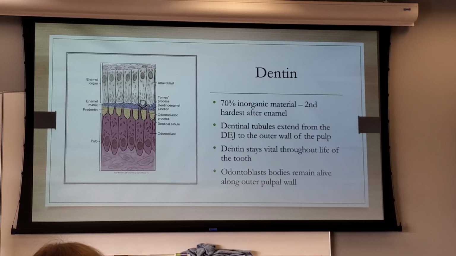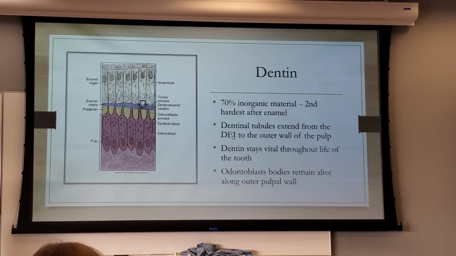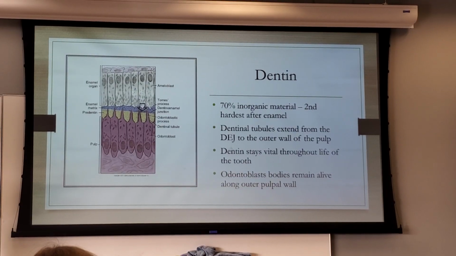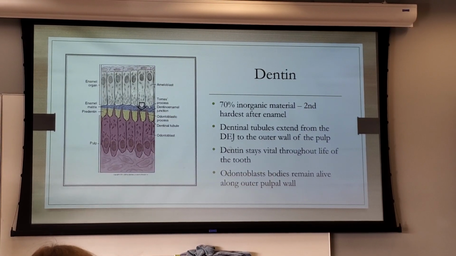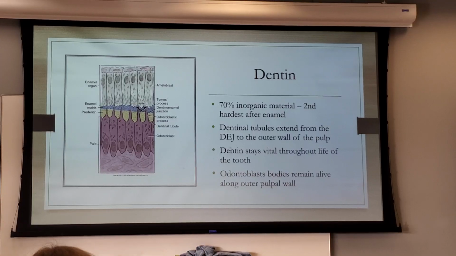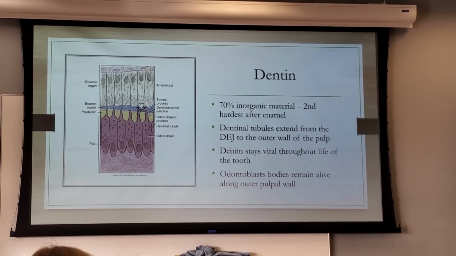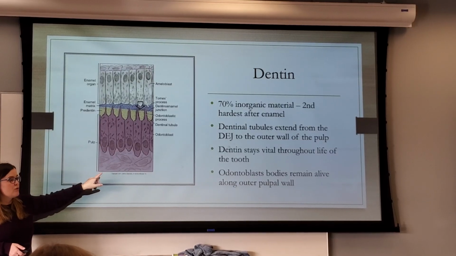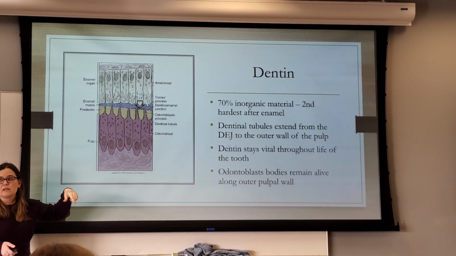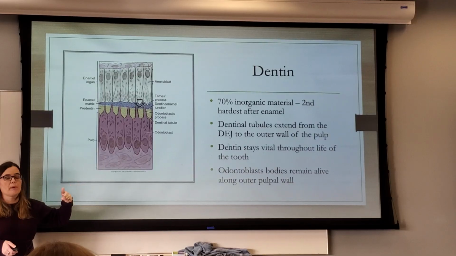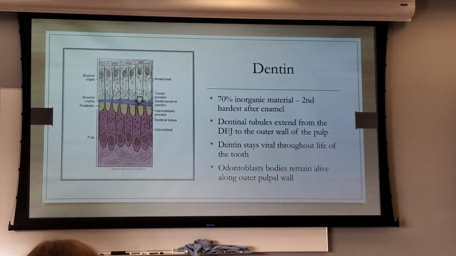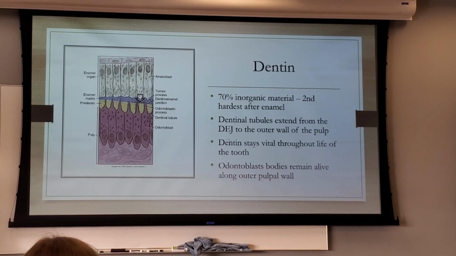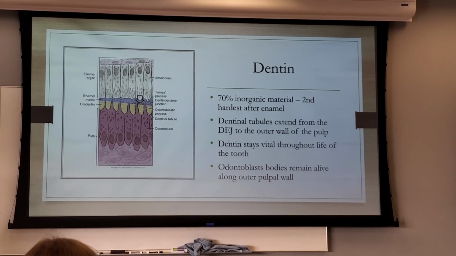We start to get those dental tubules, or projections, off of the odontoblast as it's starting to lay down the dentin. The dental tubules extend from the DEJ to the outer wall of the pulp, so that's where you get those dental tubules, where you get the signal of the hypersensitivity with patients. And then dentin stays vital throughout the life of the tooth. Remember, it does regenerate to an extent. If there's an injury to the tooth, you have that reparative dentin. If you have a really severe injury to the pulp area, you get the sclerotic dentin. But it is a vital part of the tooth.